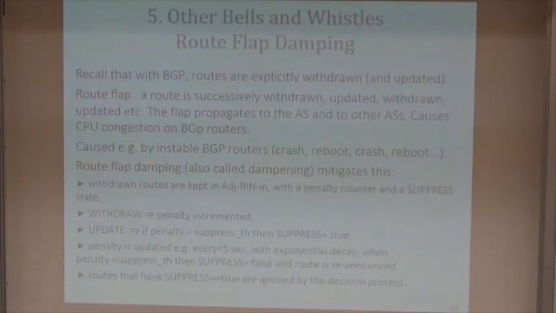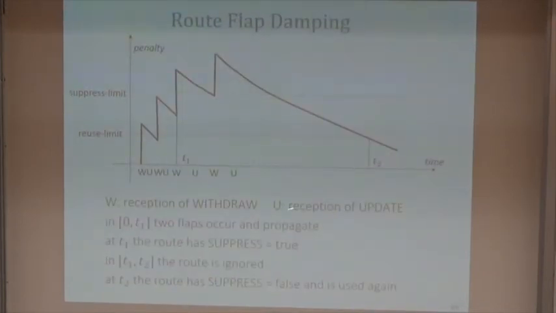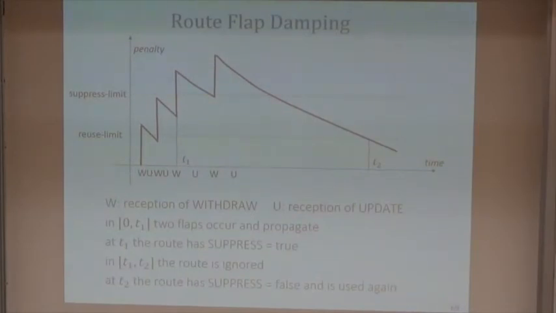What's the fix? The fix is a mechanism called route flap damping, which is explained on these curves. Here I'm illustrating on the time axis, the x-axis, events called W for withdrawal or U for update. So it's for a single route received by one BGP router. And then at this time here, the route has been withdrawn. Then an update has been reinstalled, withdrawn, reinstalled, withdrawn, reinstalled, etc. So that's a typical oscillation that you would like to catch.